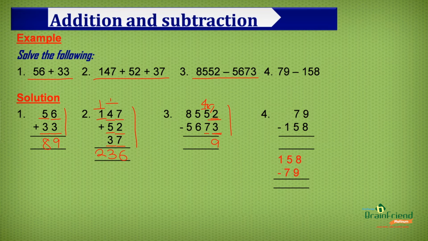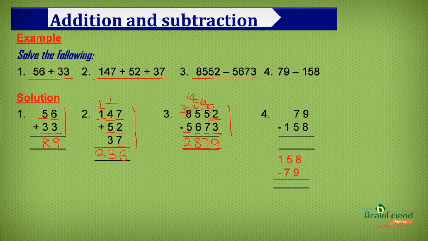4 minus 7 is not possible. So we go again to the next significant figure, which is 5. We borrow a 1, and we have 5 left as 4. So we bring our 1 here, as usual. It becomes 14. 14 minus 7 gives us 7. Again, 4 minus 6 is not possible. We borrow another 1 from 8, leaving 8 as 7. And then we add the 1 here. It becomes 14. 14 minus 6 gives us 8. And lastly, 7 minus 5 gives us 2. So this is our answer for this subtraction.